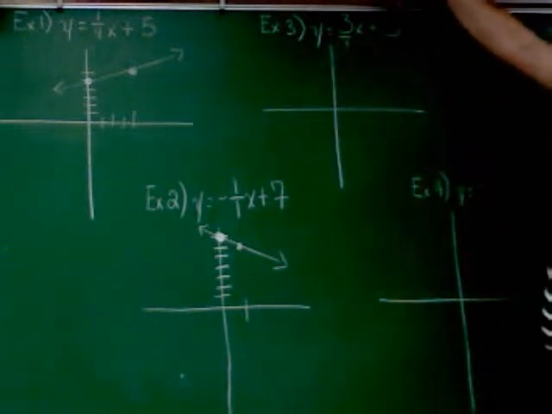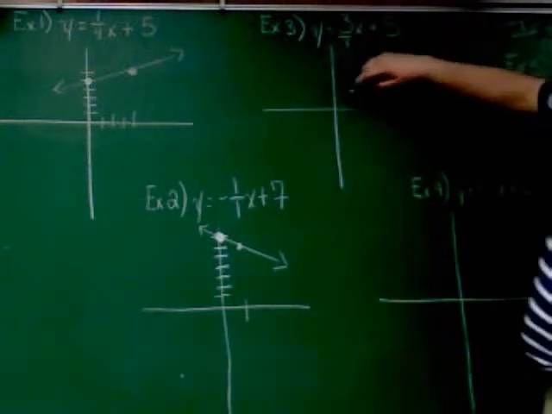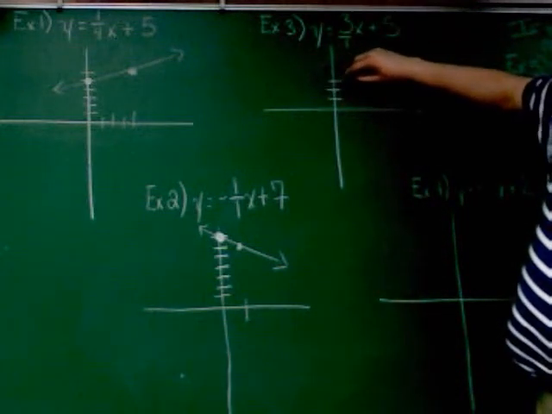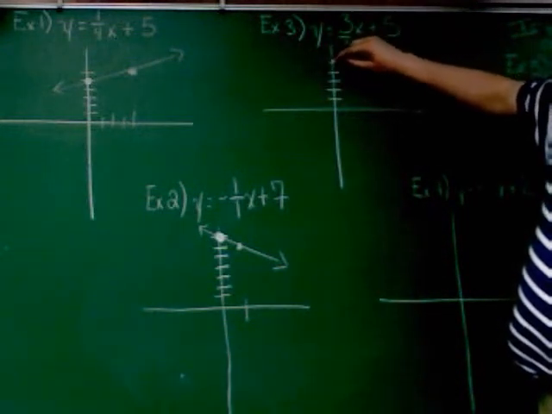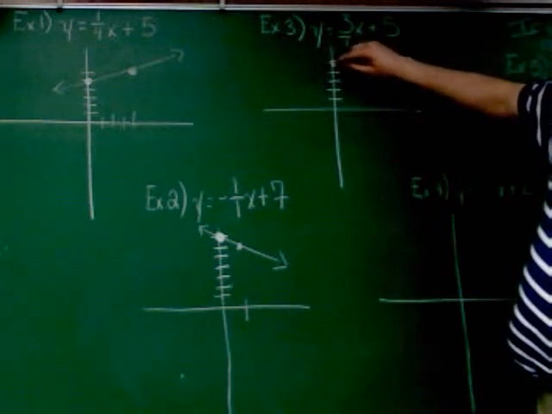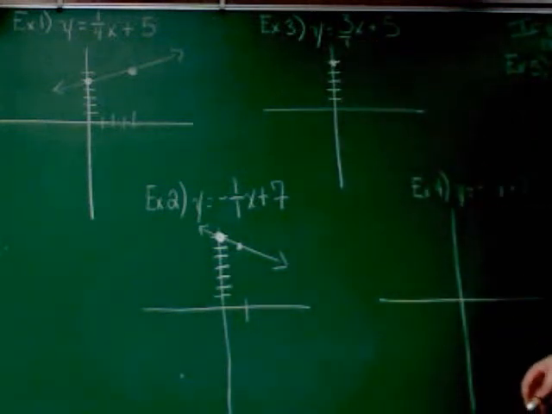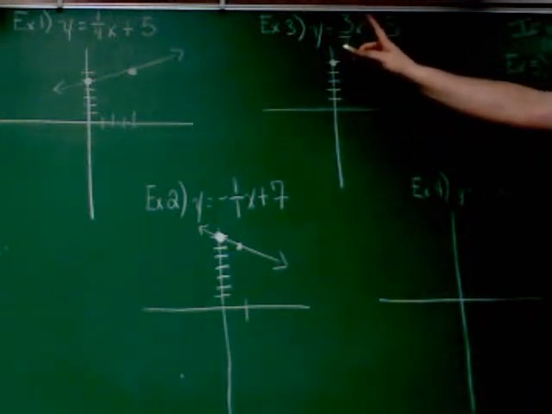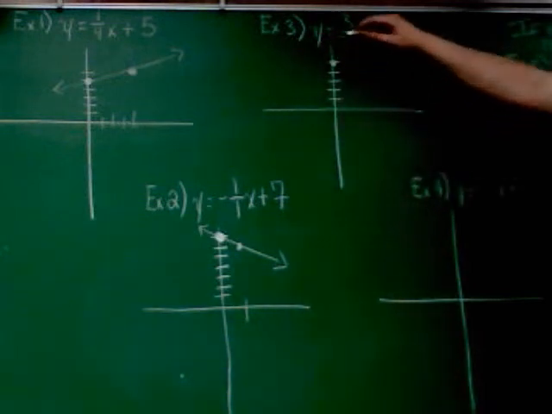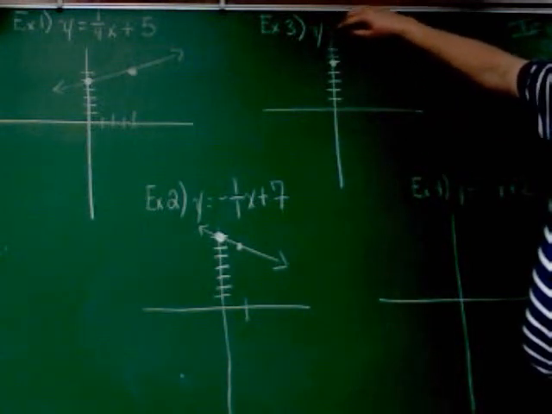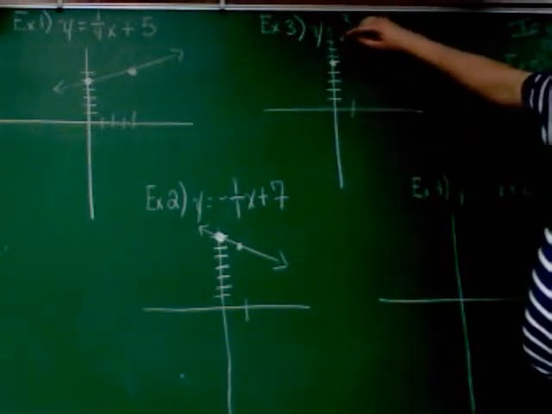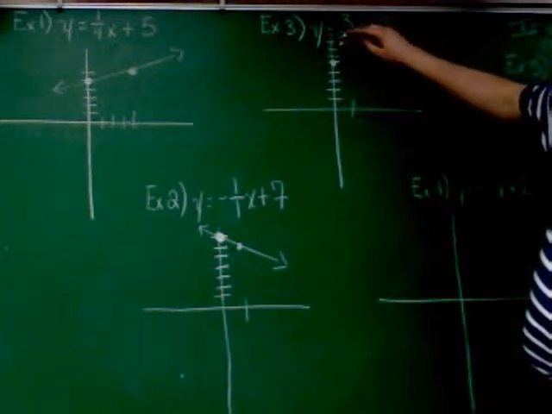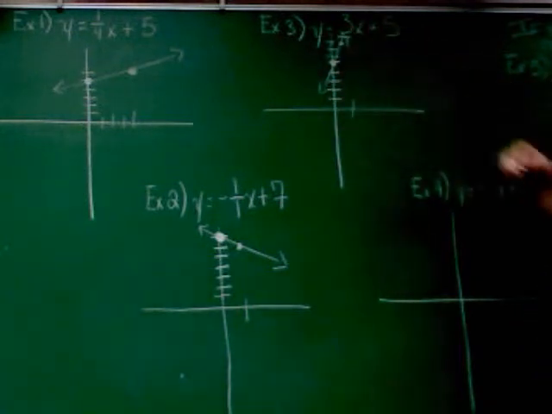So we look at this last thing. It's 5. That means I'm going to go up 5, put a dot, and that's my y-intercept. Slope here is 3, as in 3 over 1. That means I'm going to rise 3 and run 1. There you go.